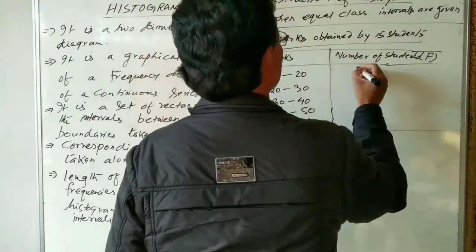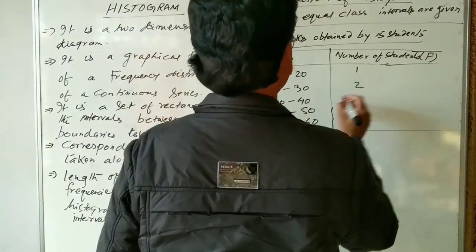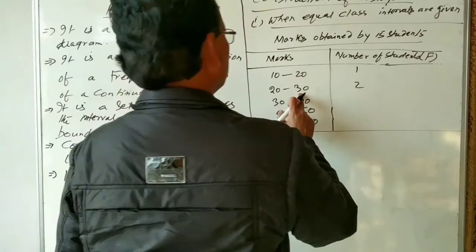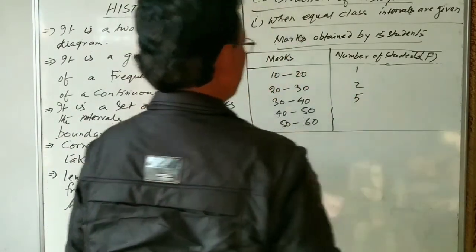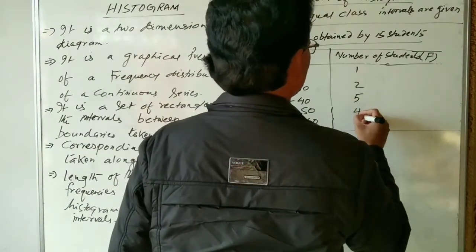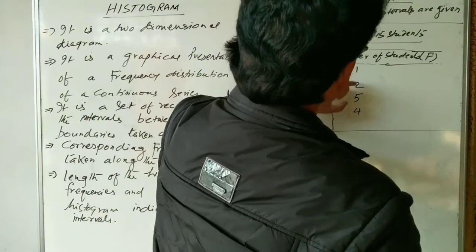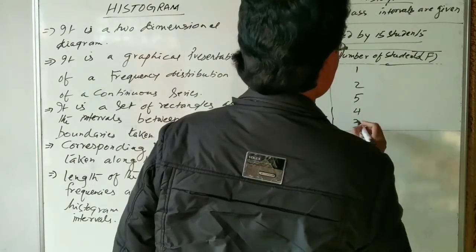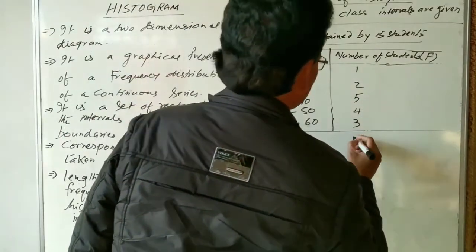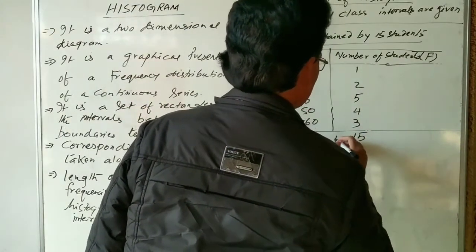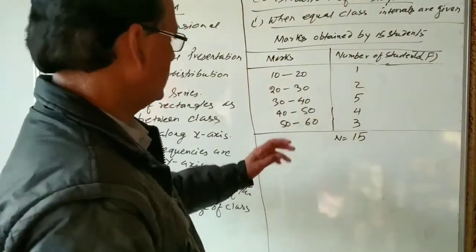The total number of students is 15. There is only one student who got marks between 10 to 20. Two students got marks between 20 to 30. And this is 5 students, here 4 students. So this is 9, 10, and this is 3 students. So 3, 8, 8 and 7, 15. So the total number of students is 15, and they have got the marks accordingly.